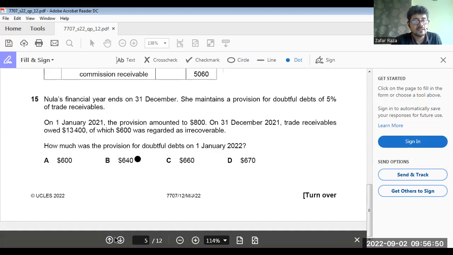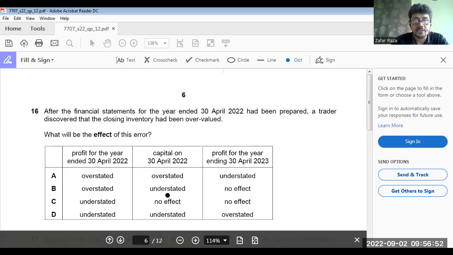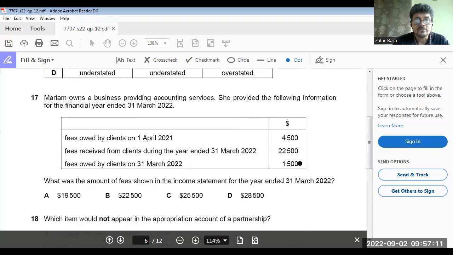Now, 16. After the financial statements for the year ended 30th April 2022, a trader discovered the closing inventory had been overvalued. When your closing inventory has been overvalued, it means your profit is overstated, your capital is overstated because of the overstated profit, and your profit next year will be understated. So A option should be the answer.